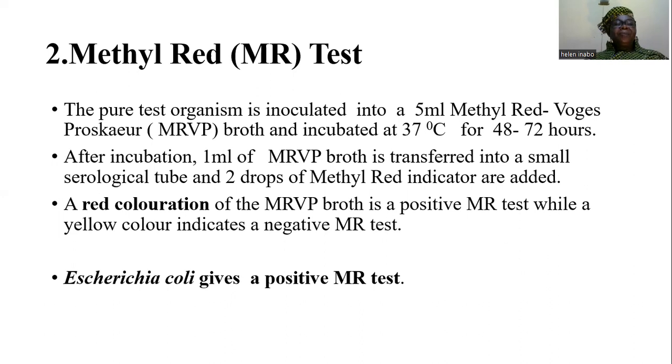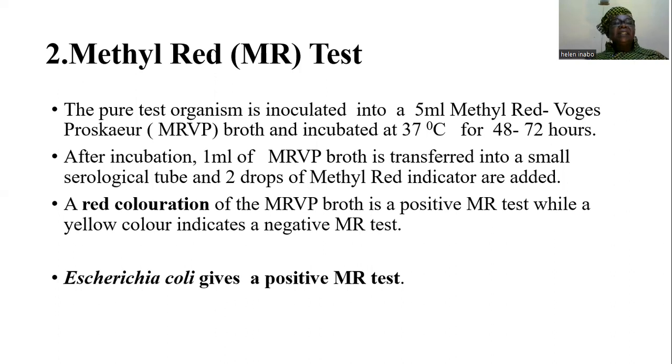After incubation, 1 ml of the MRVP broth is transferred into a small serological tube, and 2 drops of methyl red indicator are added. A red coloration of the MRVP broth is a positive MR test, while a yellow color indicates a negative MR test.